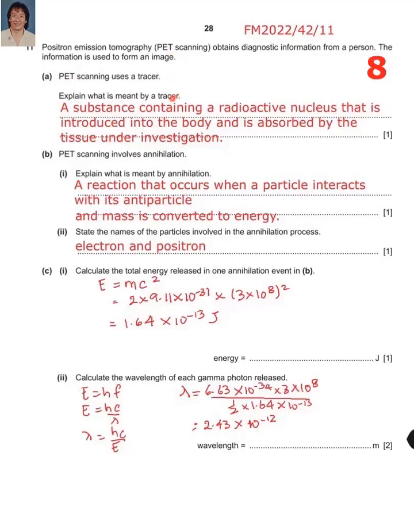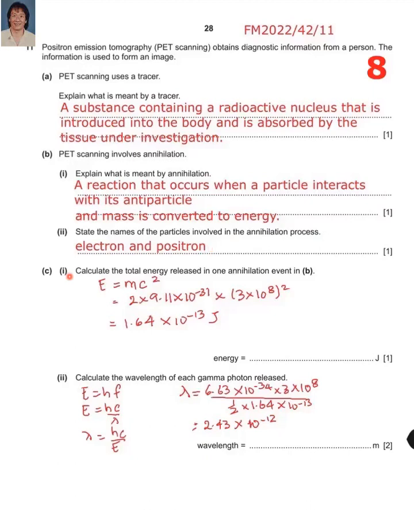A tracer is a substance containing a radioactive nucleus that is introduced into the body and is absorbed by the tissue under investigation. Part b, PET scanning involves annihilation. Explain what is annihilation. Annihilation is the reaction that occurs when a particle interacts with its antiparticle and mass is converted to energy using the formula E equals mc squared. Then in part 2, state the names of the particles involved in the annihilation process. The particles involved are the electron and the positron.